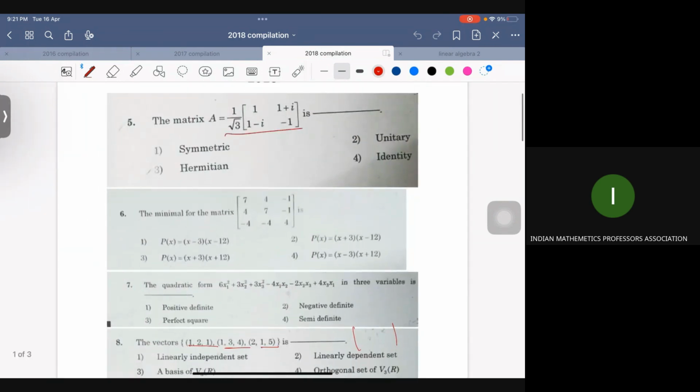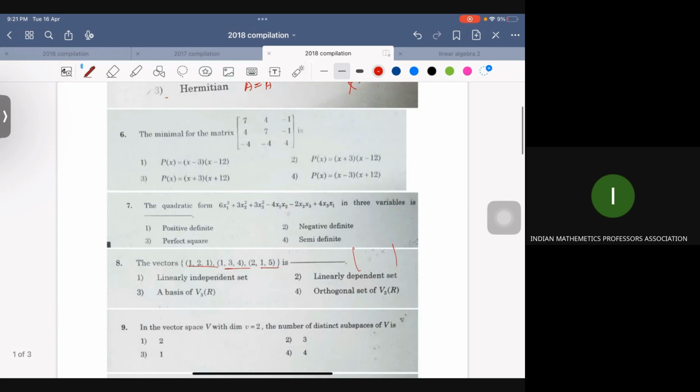Here they have given a matrix. They have asked whether it is symmetric, Hermitian, unitary, or identity matrix. Symmetric means A is equal to A transpose. Hermitian means A is equal to A bar transpose. Unitary means A into A bar transpose equal to A bar transpose A is equal to identity. And it is clearly not an identity. We have to check all three properties and we can find out from this.